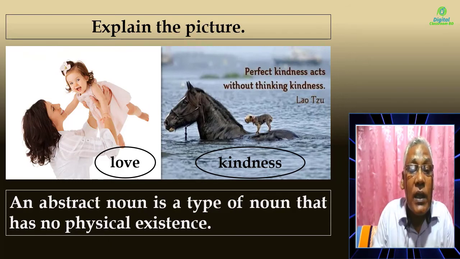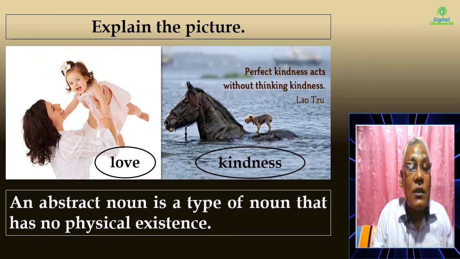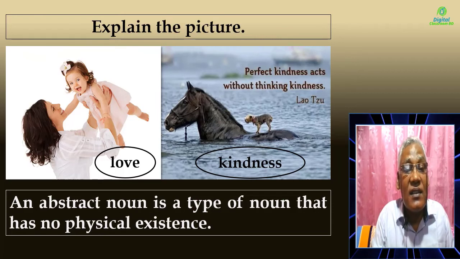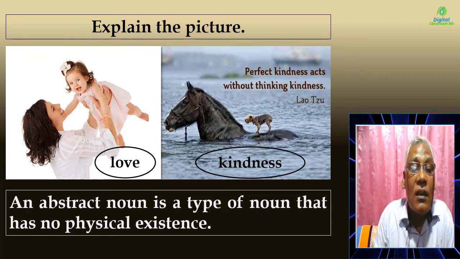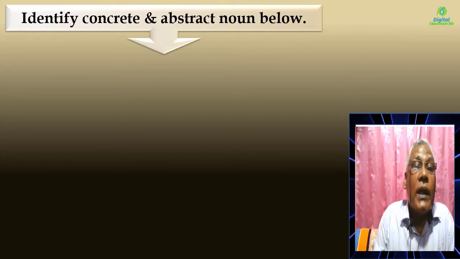An abstract noun is a type of noun that has no physical existence. So, is there any physical existence for love or kindness? No? Okay, so these are all abstract nouns. Now, identify concrete and abstract nouns below.